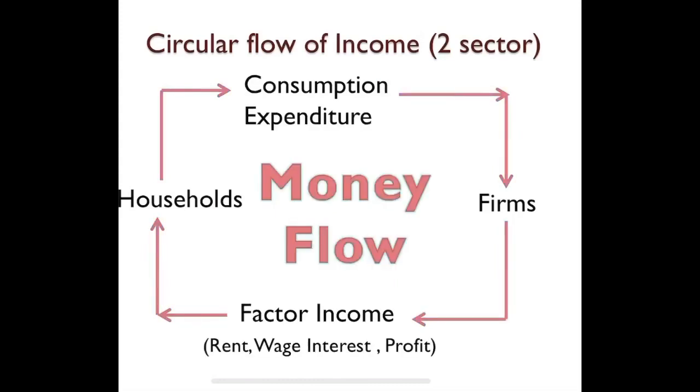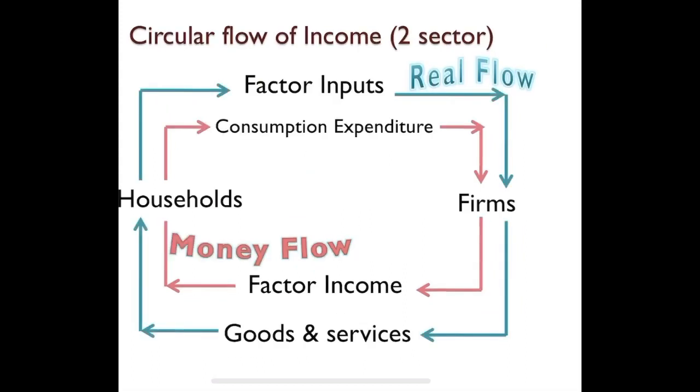Money flow talks only about the money spent. So households, when they take goods and services, pay some money to the firms, that's called consumption expenditure. Also firms pay factor income when they get factor services or factor inputs. So together we say that this is the circular flow of income in a two sector model. If it is asked in the exam, you will draw it this way.